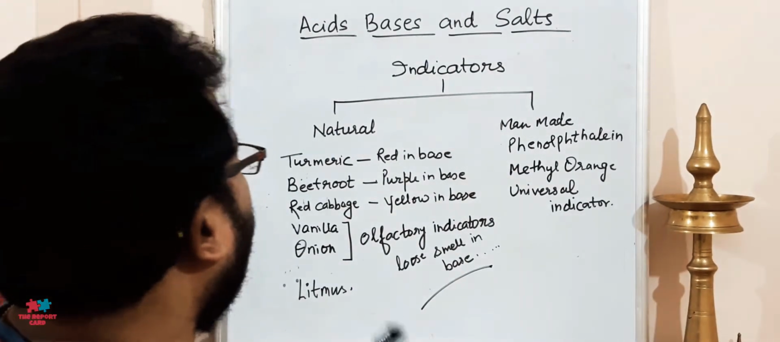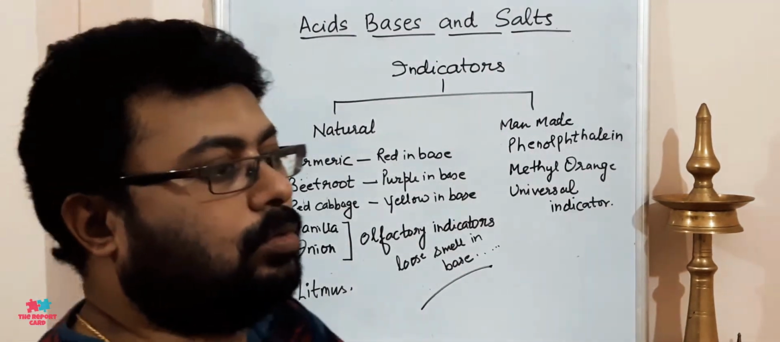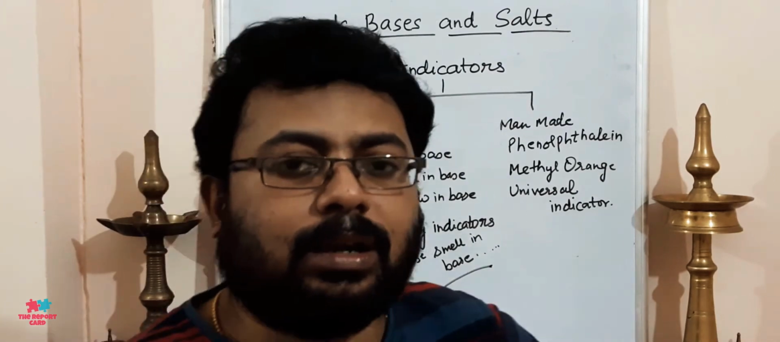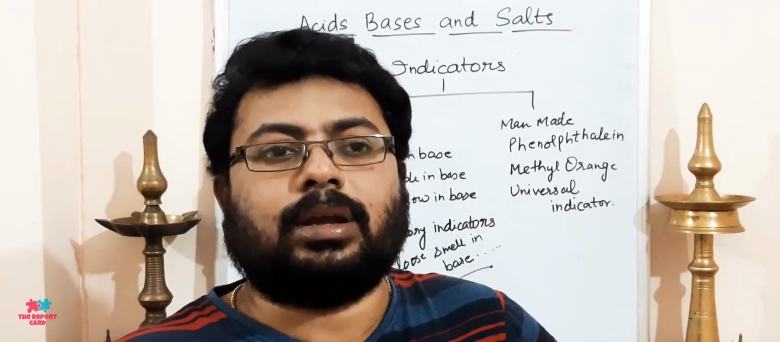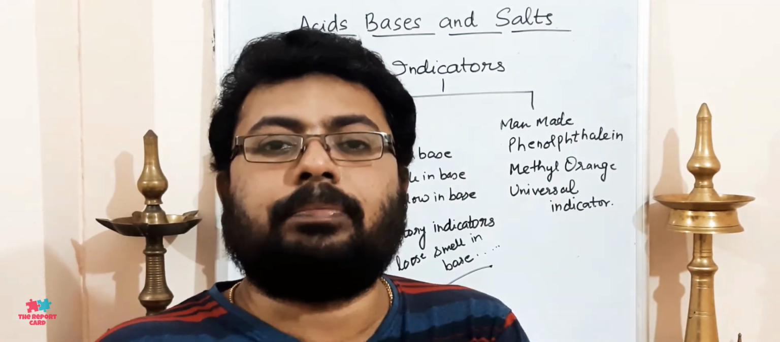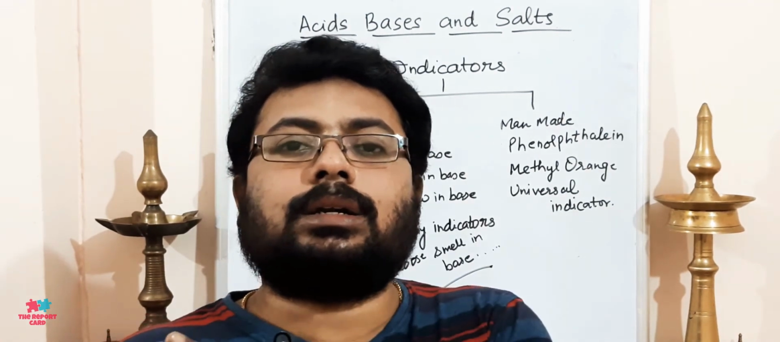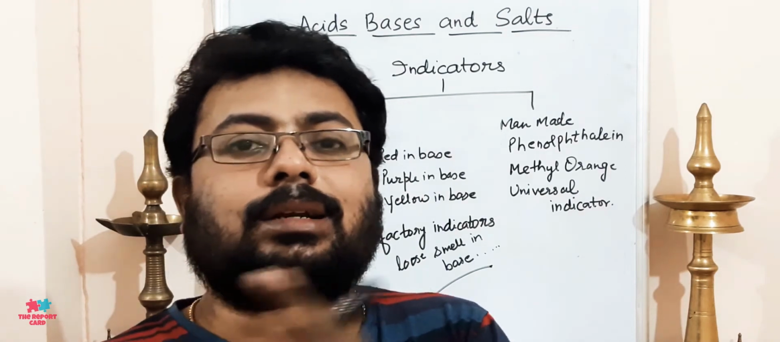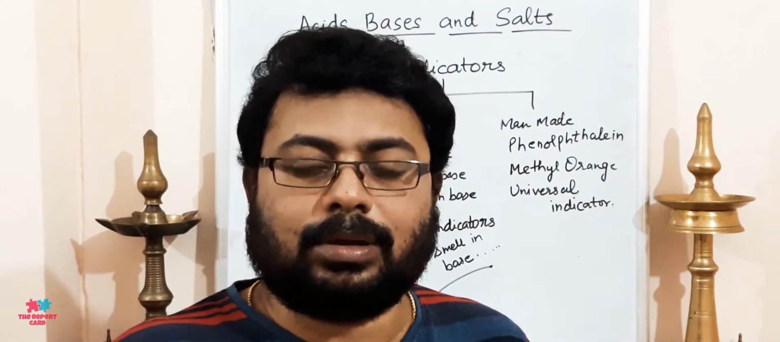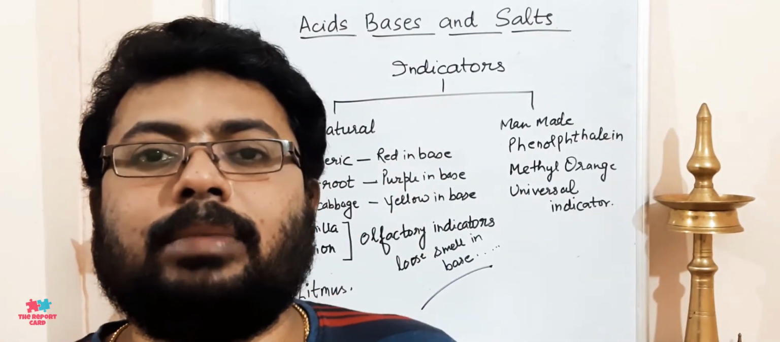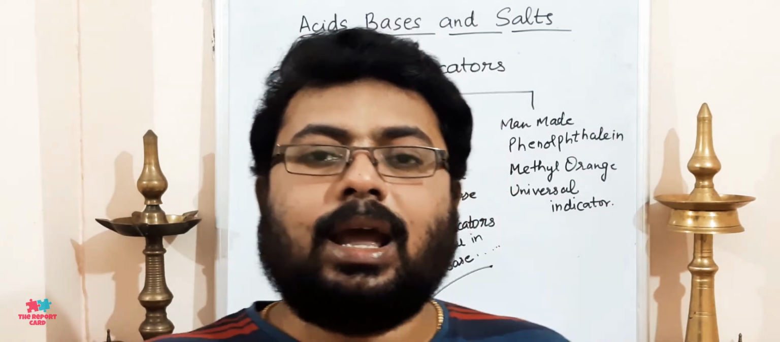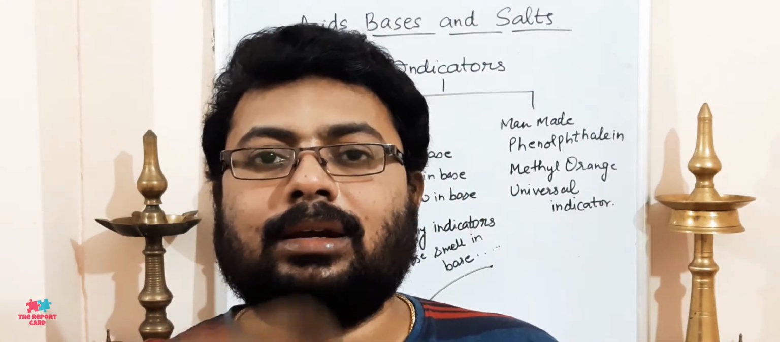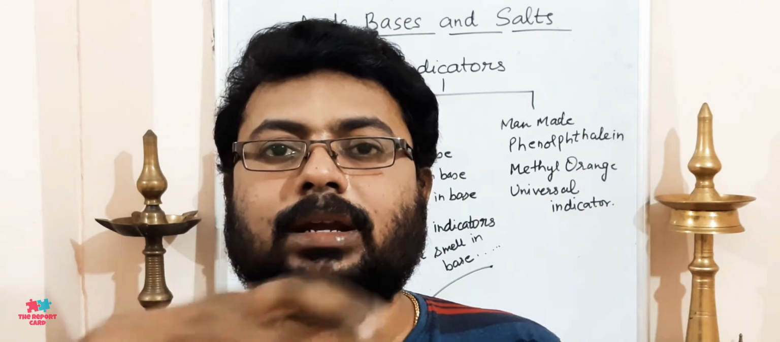Okay. Then I'll talk about litmus also. Litmus is actually a purple colored dye which we extract from a lichen. Now this purple dye turns red in acid and it turns blue in base. Okay, so what you can do is you can make a solution of litmus, or you can take some litmus dye, the purple dye, add acid in it and it will turn red. Okay, it will become a red solution.